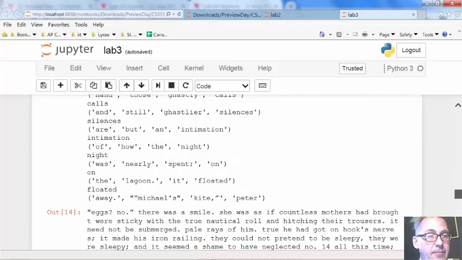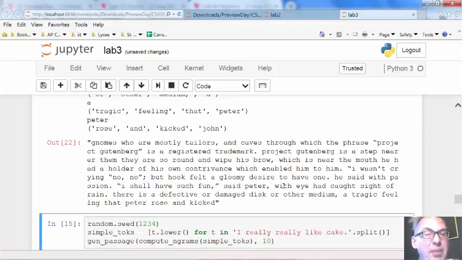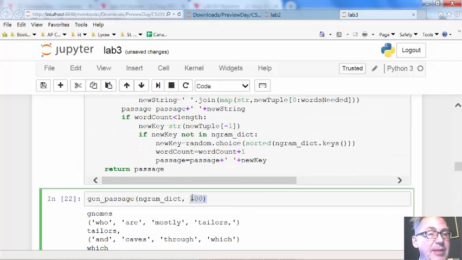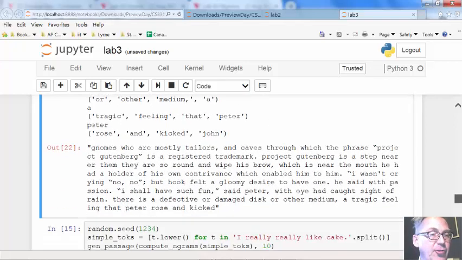So let me show an example. It's all the n-grams from Peter Pan. And it then generated a passage. So I was saying, limit it to 100 words. Generate me a passage of 100 words. It randomly chose one of the words, "gnomes," as the starting point. And here's the passage it generated. "Gnomes, who are mostly tailors, and caves through which the phrase Proler Gutenberg is a registered trademark." Oh, sorry, that's Project. Project Gutenberg. So it's included in the text for Peter Pan, it's a Project Gutenberg thing. So you can see it does generate something that's, you know, kind of Peter Pan-like. "I shall have fun," said Peter. So remember, this was a single word generating the next four words, and we got this paragraph out of it.